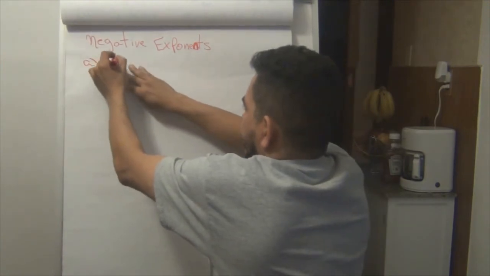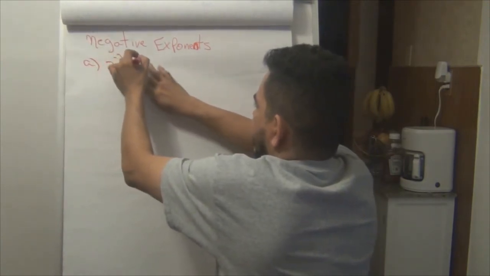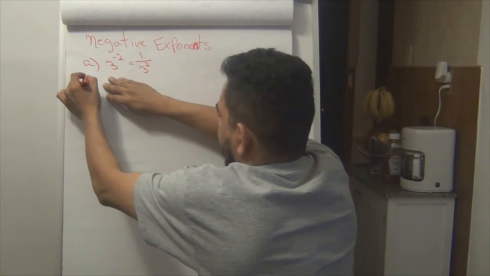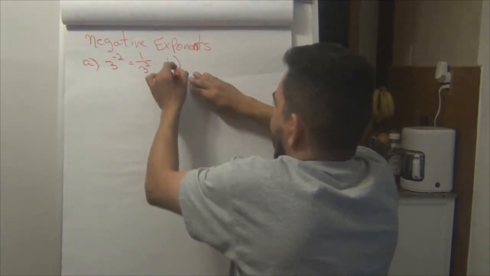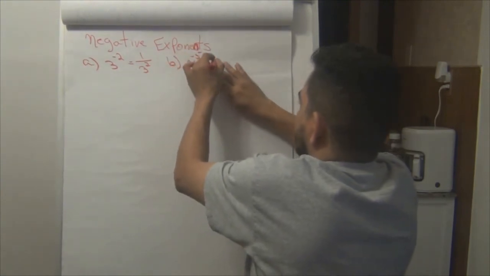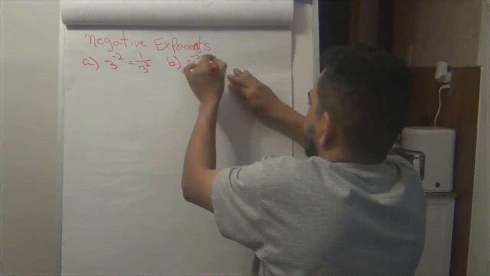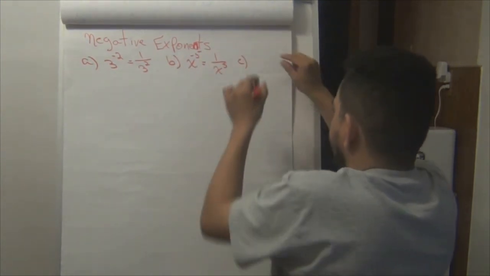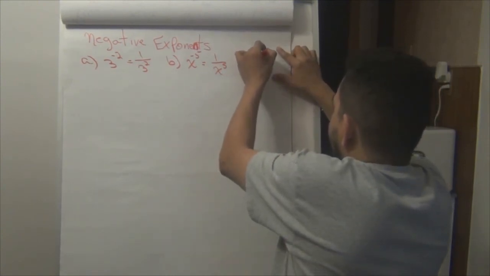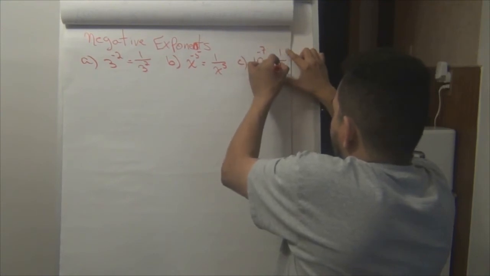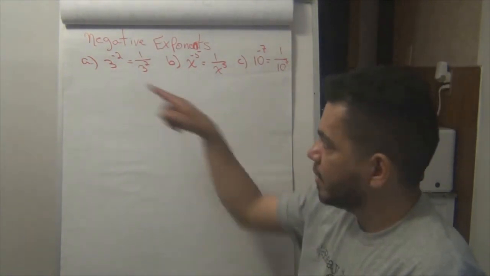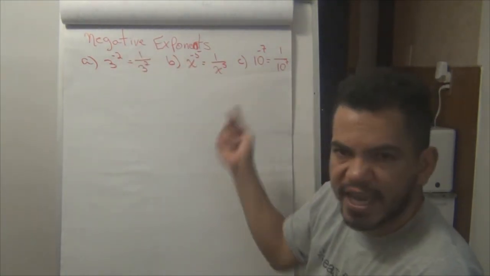Look, if you have 3 to the negative 2, this is the same as 1 over 3 to the positive 2. If you have x to the negative 5, this is the same thing as 1 over x to the 5th. If you have 10 to the negative 7, this is the same thing as 1 over 10 to the 7th. So, facts, right? Facts. So now, explanation.